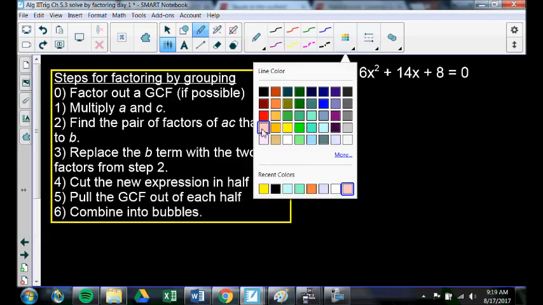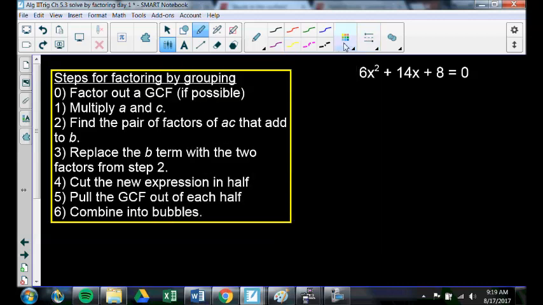What color do we want? Let's go with this pink. First, pull out a GCF, which again is 2. And I'm going to do a bracket there. Next, multiply a and c. A times c is 12.